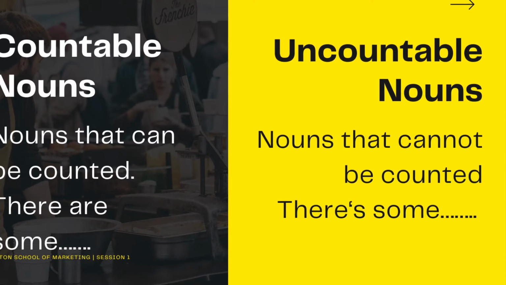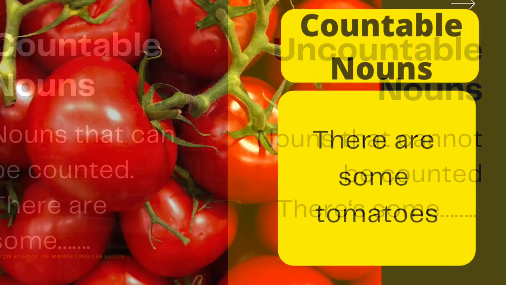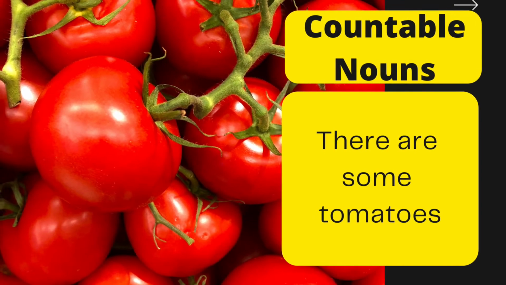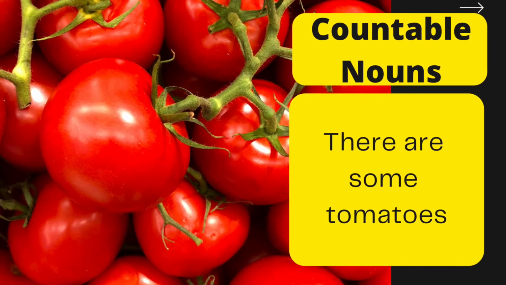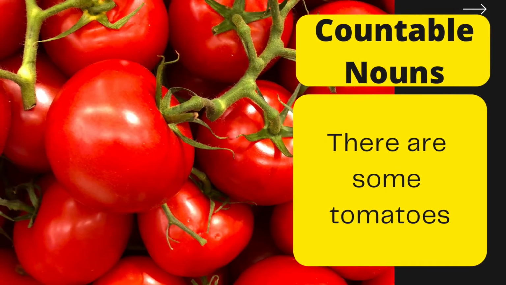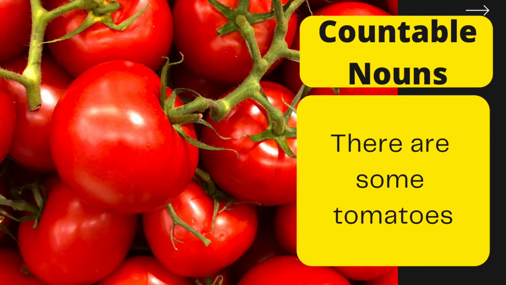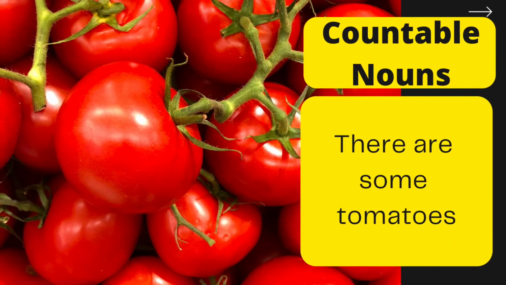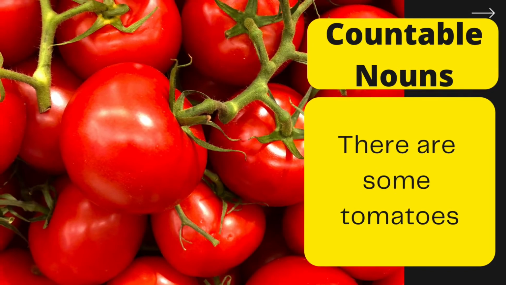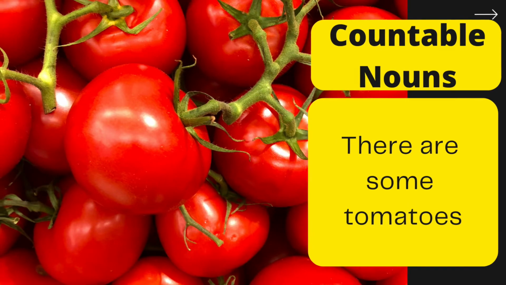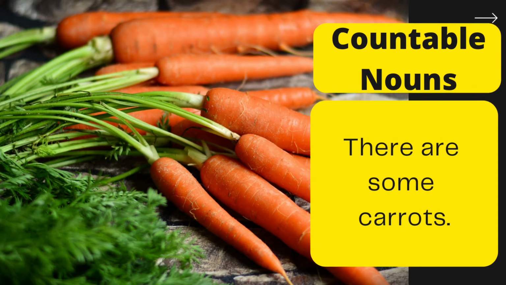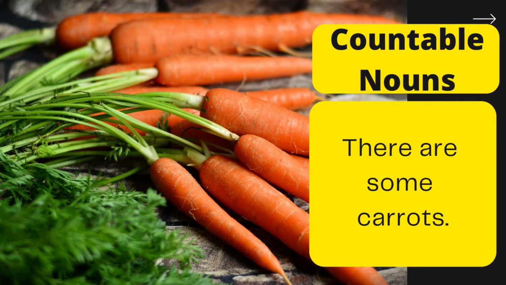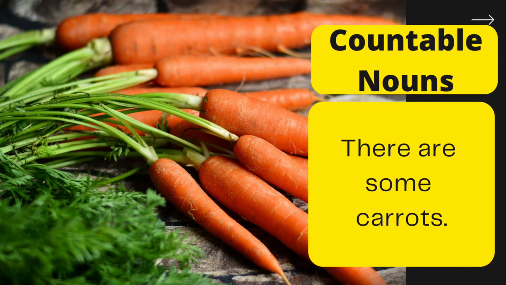Now, let's look at the examples. And we are going to look at countable nouns first. Kita tengok benda yang boleh kita kira dulu. Okay, now ready? Now, for example like this, tomatoes. Tomatoes is a countable noun. So, we use there are some tomatoes. Okay, I repeat, there are some tomatoes. Another countable noun is carrots. So, the sentence will be there are some carrots. I repeat, there are some carrots.